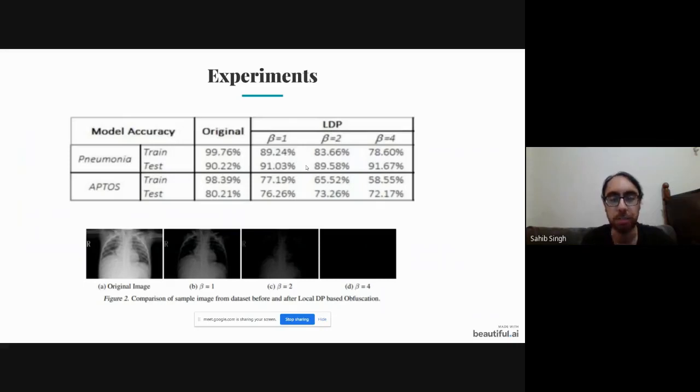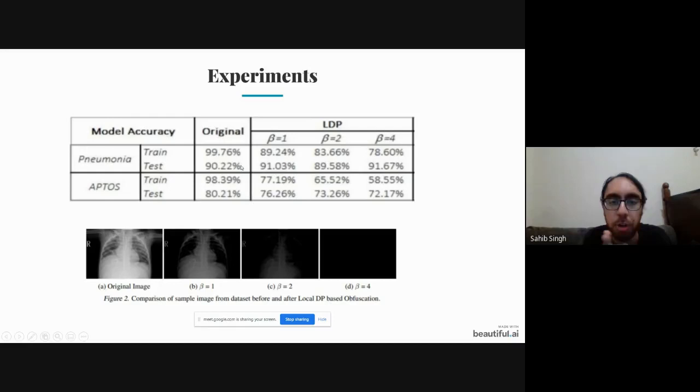So these were some of the results in terms of local DP. If you see figure two, we had the original image, and as soon as we increased the beta level, the image got more obfuscated, which was expected because the higher the beta, the higher the level of privacy we are ensuring. The image tries to hide all the parts in it, and specifically all the sensitive regions get shaded.